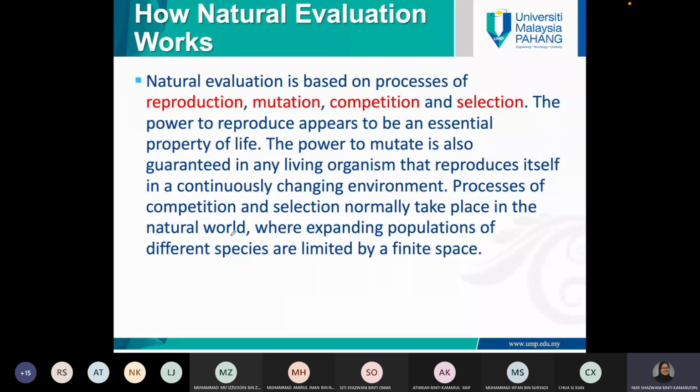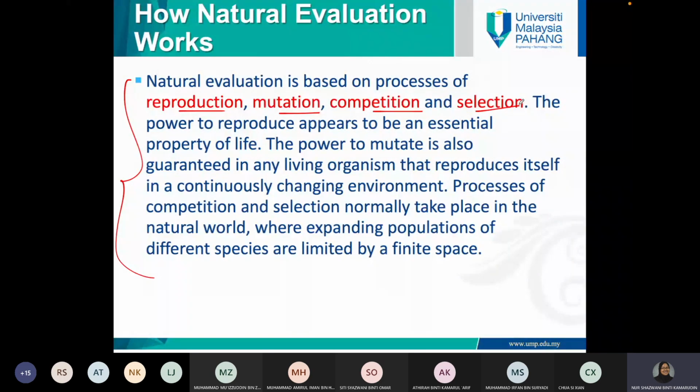All right, so how does the natural evaluation work? Okay, you can basically read yourself about it in this paragraph. So basically, it's based on the process of reproduction, mutation, competition, and selection. Okay, reproduction is like us lah. We human reproduce to create more population to the world.